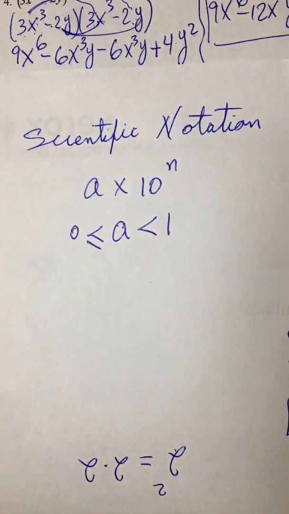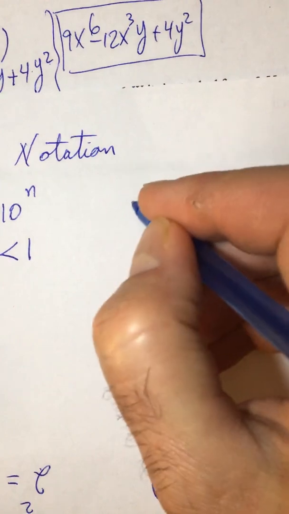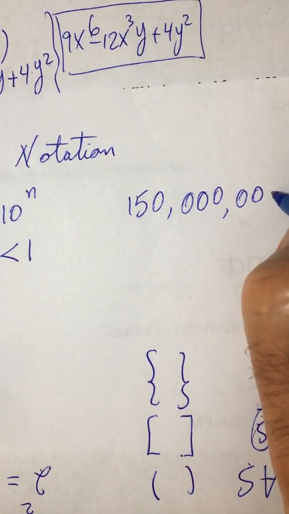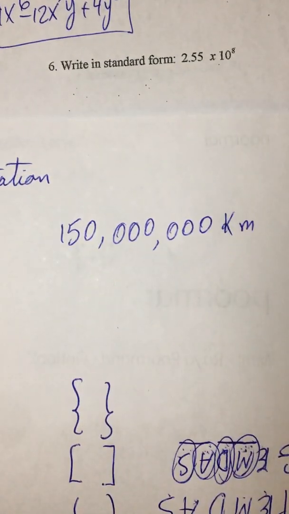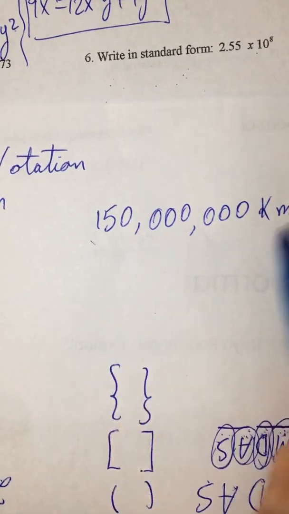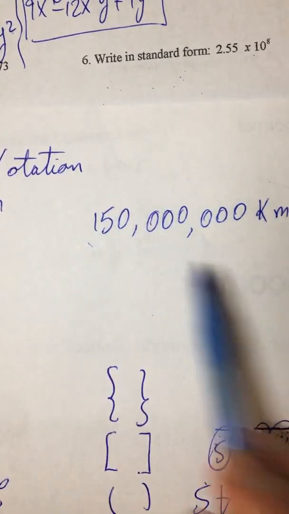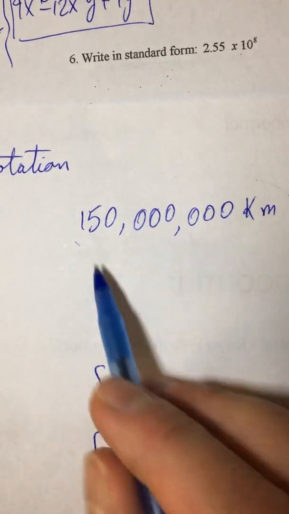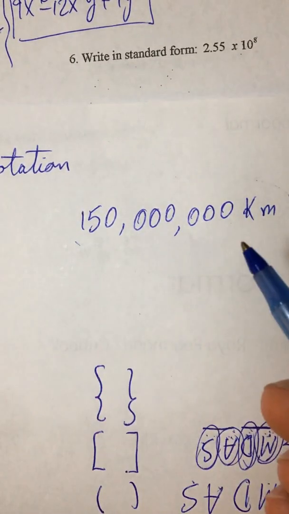Now, what is scientific notation? Let's say you're an astronomer and you're doing certain calculations regarding Earth and the Sun, and the distance between the Earth and the Sun keeps popping up in your calculation, which is 150 million kilometers. Now, if you're doing calculations, it's a pain to keep using this number. This is called the standard form of a number, or decimal form. So we write it in scientific notation.